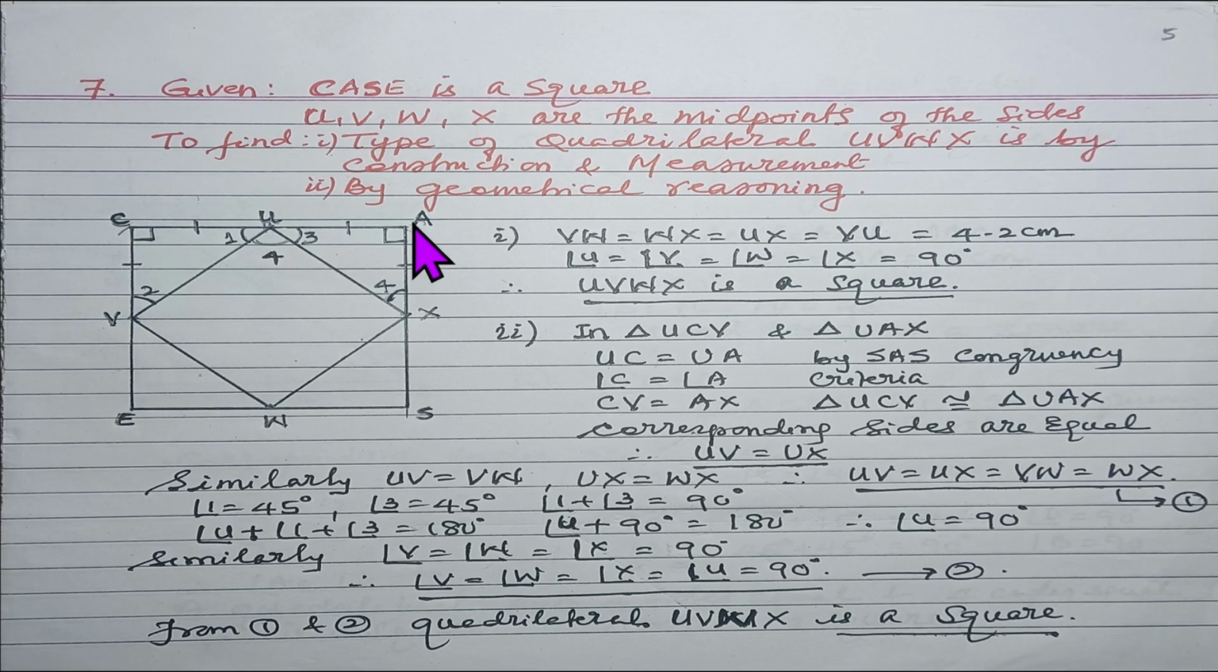Now you see that CUA is a straight angle. If angle 1 and angle 3 are 45 and 45, that means 45 plus 45 is 90, therefore angle 4 is 180 minus 90, therefore angle 4 is 90 degrees. So we have found out that angle 4 is 90 degrees. That means we have got angle VUX is 90 degrees. Or you can even say angle U is 90 degrees here.